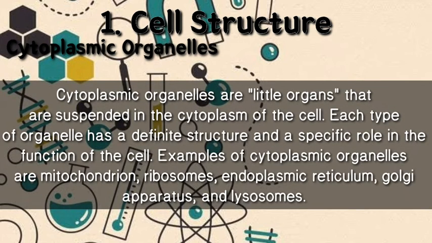Cytoplasmic organelles are little organs that are suspended in the cytoplasm of the cell. Each type of organelle has a defined structure and a specific role in the function of the cell. Examples of cytoplasmic organelles are mitochondrion, ribosomes, endoplasmic reticulum, Golgi apparatus, and the lysosomes.